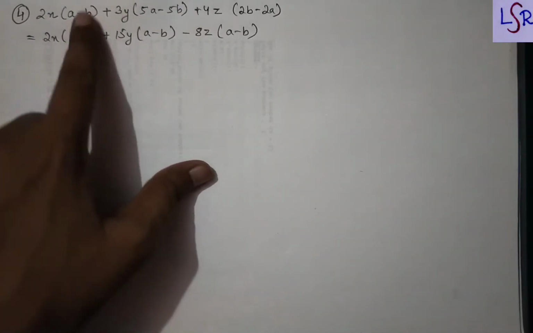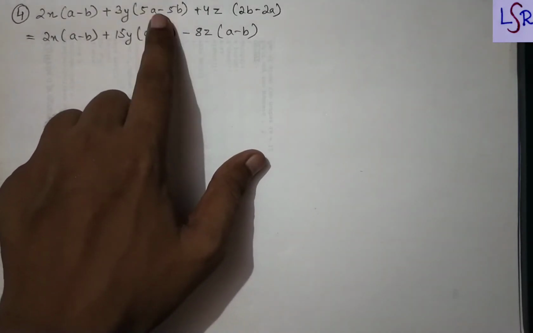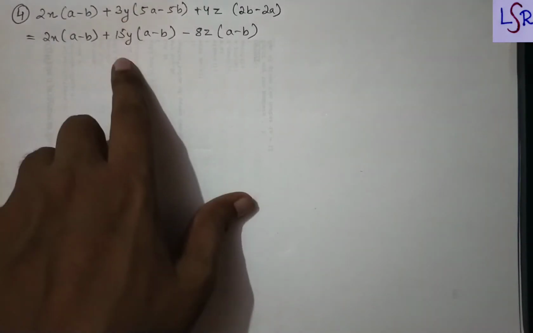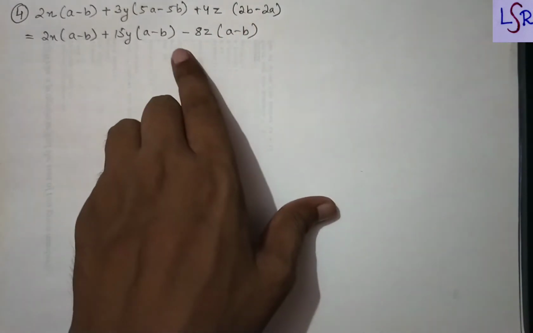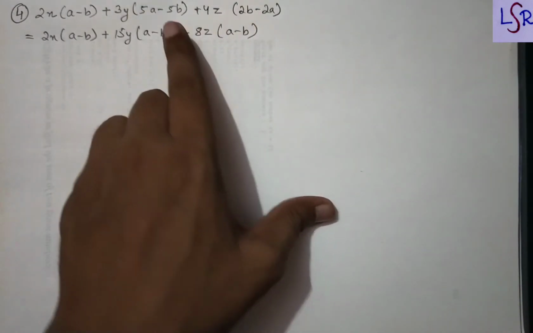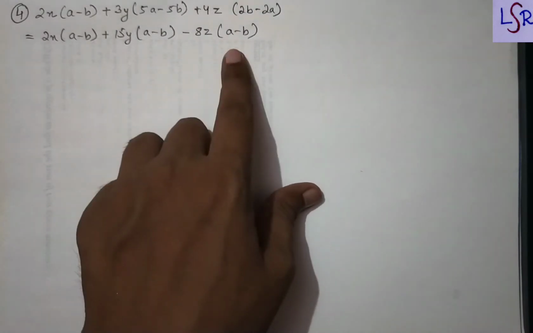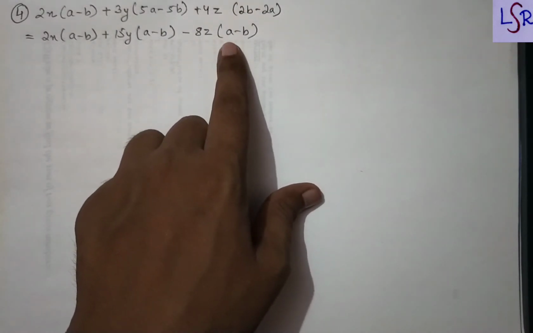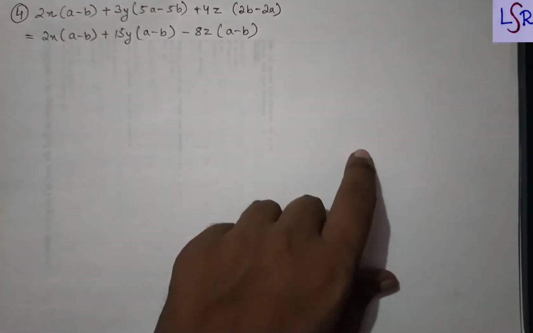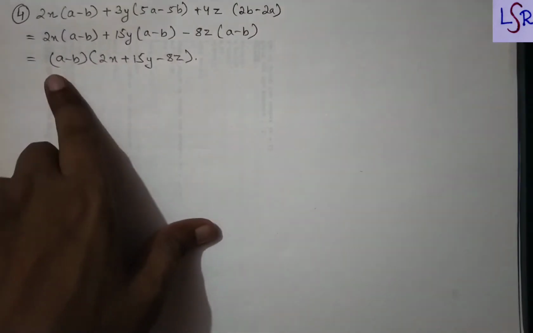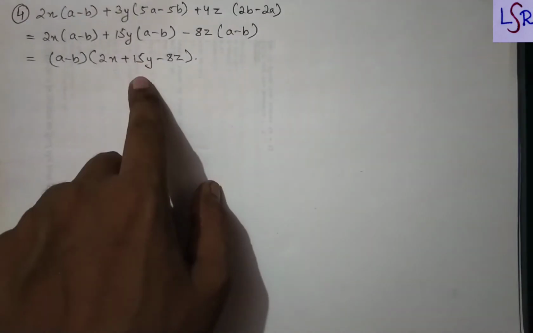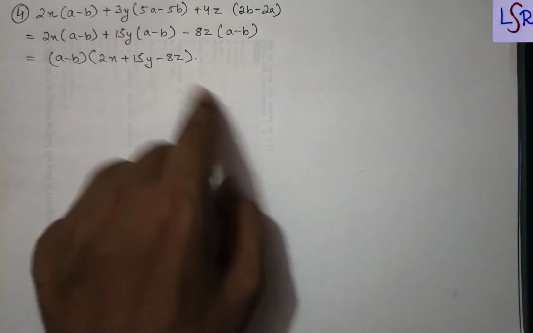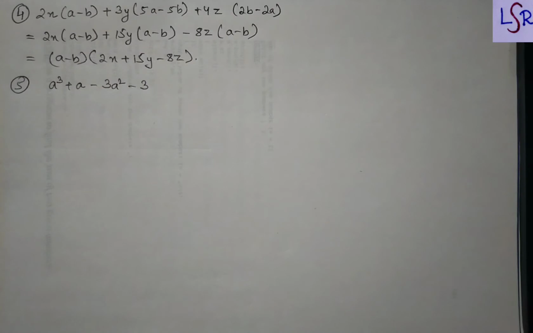Now here we have written this one like this. We have just copied this one, and from these two we have taken 5 common and multiplied by 3, we got 15, and from these two we have taken minus 2 as common and multiplied by 4, we have got 8, and in a bracket we have got a minus b, and here too it is a minus b. Now we can take a minus b as common. After taking a minus b as common, we get 2x from here, 15y from here, and 8z from here in the next bracket.